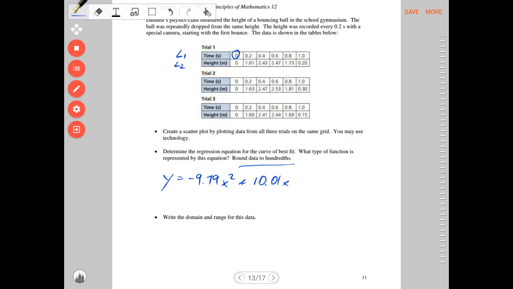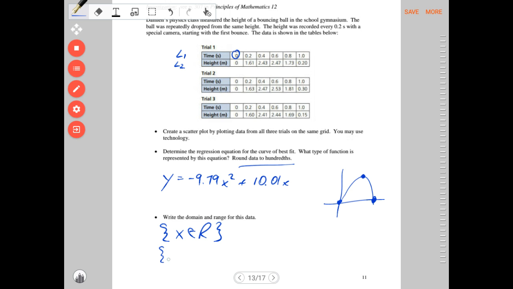Now, here's the thing. It says write the domain and range. The domain is really easy because this is a parabola, which is a polynomial, which means that x is an element of the reals. That's just the way all polynomials work. However, we know that the graph is plotted out like this, and it stops, of course, at the floor. So we need to figure out this maximum point for our range.